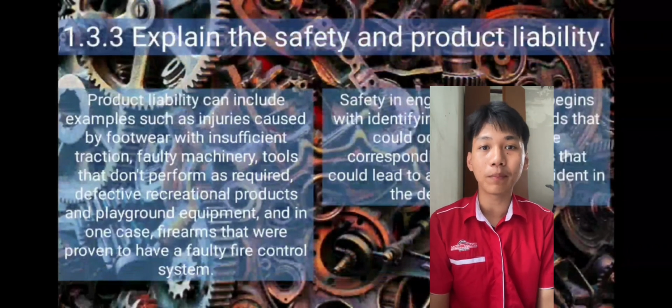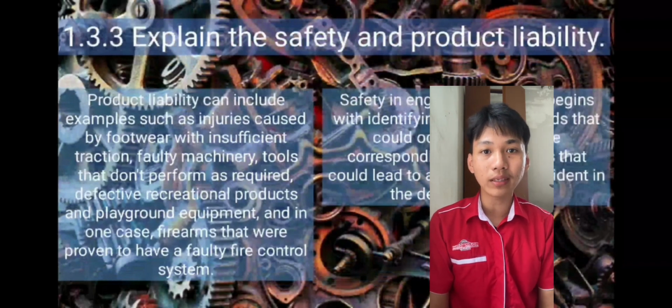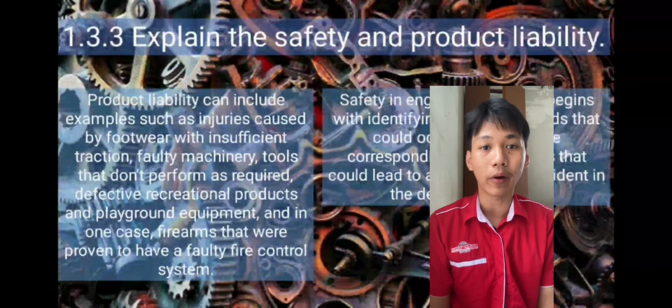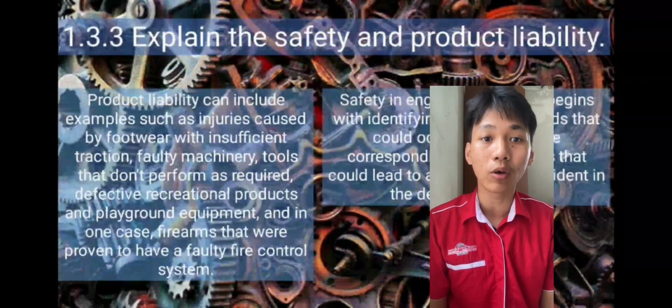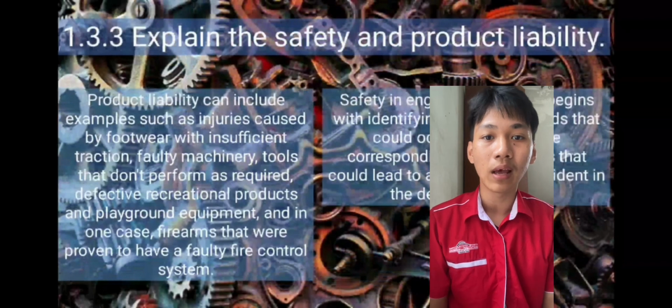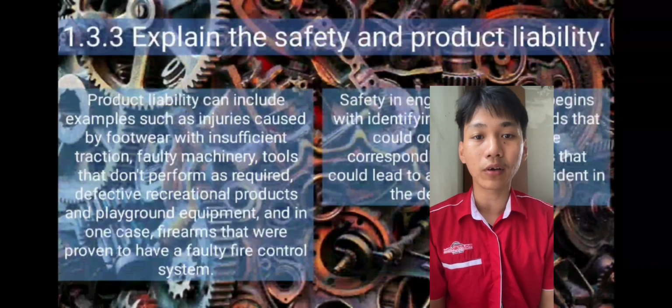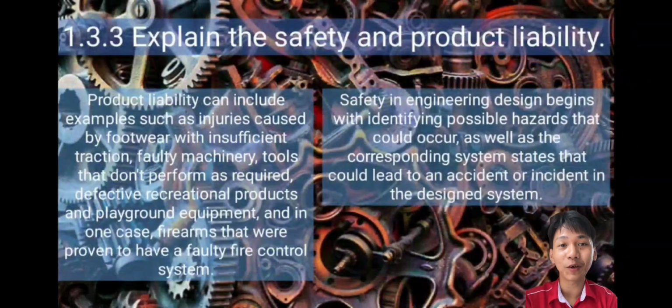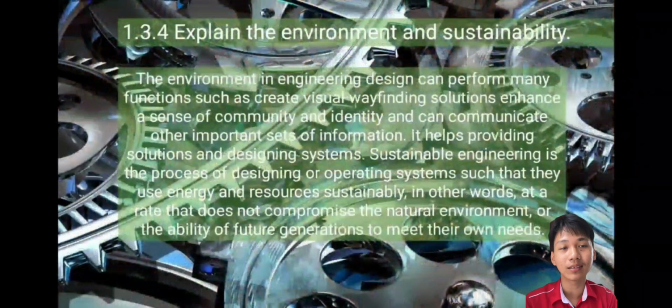Next, I'm going to talk about the safety and the product liability. Safety in engineering design begins with identifying possible hazards that could occur as well as the corresponding system states that could lead to an accident or incident in the design system. Product liability can include examples such as injuries caused by footwear with inefficient traction, faulty machinery, tools that don't perform as required, defective recreational product and playground equipment, and in one case, firearms that were proven to have a faulty fire control system.